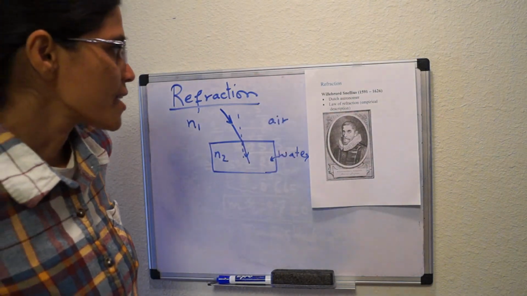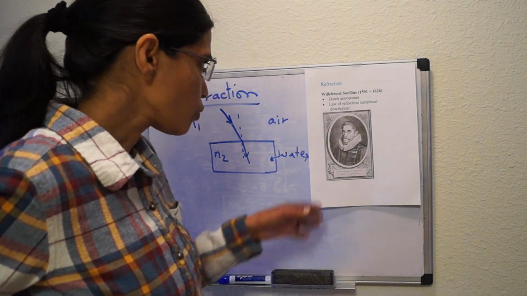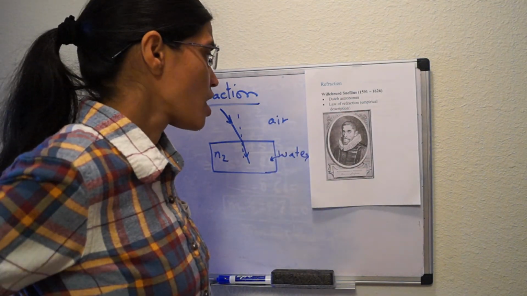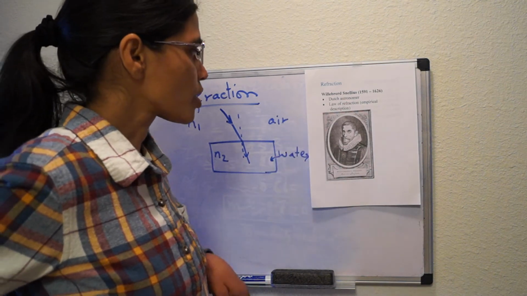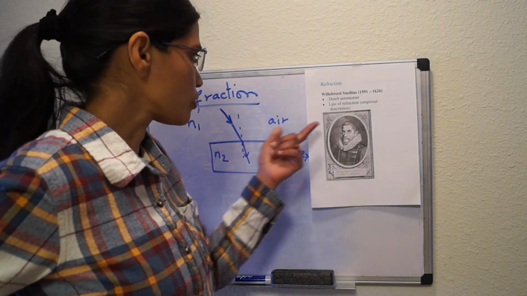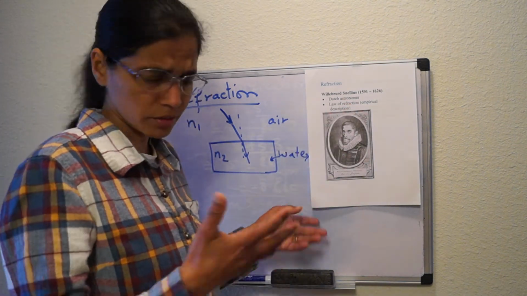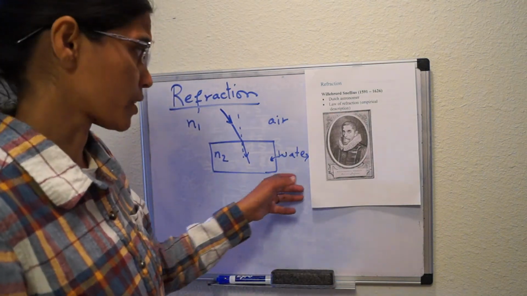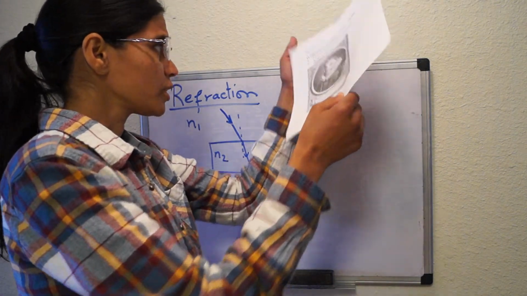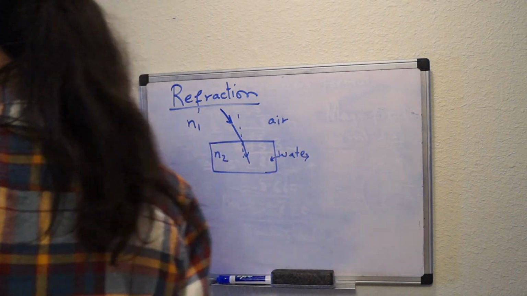So we have this scientist here, Willebrord Snellius. He was a Dutch astronomer. He gave a contribution to the law of refraction. The law of refraction is basically an empirical description. Okay, so let's look at a few things here.